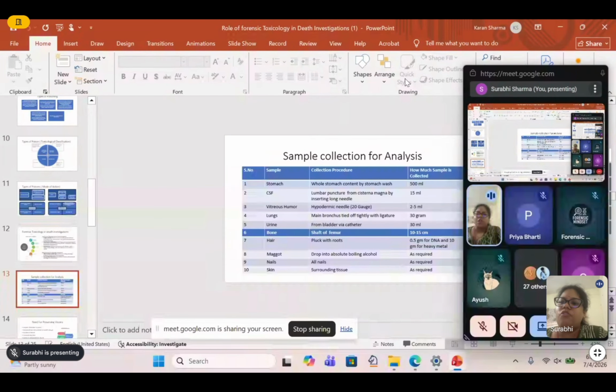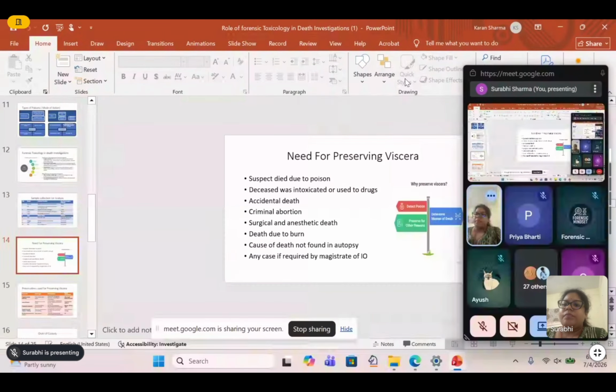Maggots, we take all the maggots, and we drop them into absolute boiling alcohol. Nails, again we take all the nails. Skin, we take all the surrounding tissues. One thing missing here is blood. For blood we take 30 ml or 10 ml as required by the scientists.